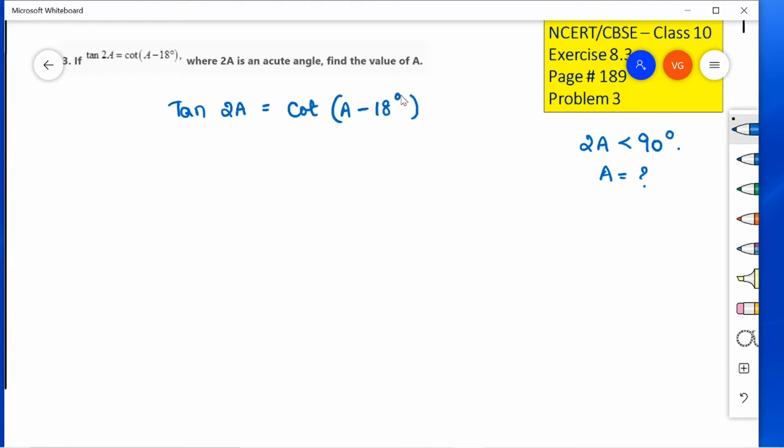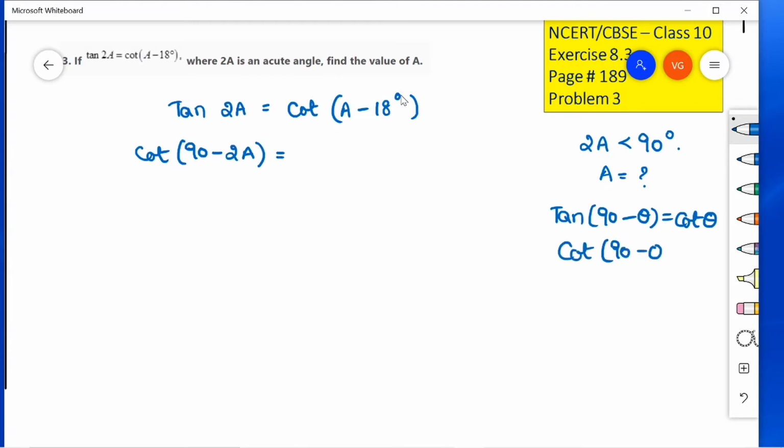So first thing we need to do is convert the equation into the same trigonometric ratio on both sides. Here we know tan (90 minus theta) is equal to cot theta. So I am converting the whole equation into only cot. This tan 2a can be written as cot (90 minus 2a). That is, the cot (90 minus theta) is equal to tan theta form.